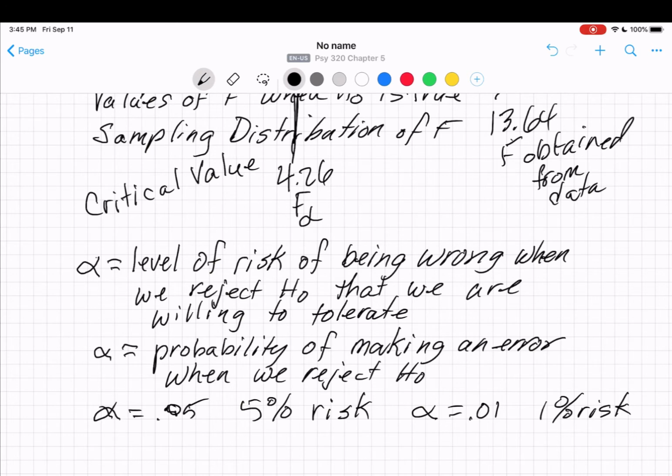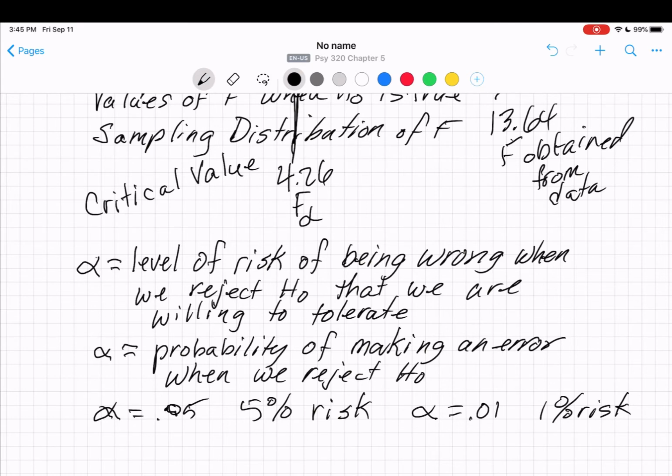Okay, but it just goes back to this idea that we're never 100% confident. There's always some risk that we're wrong, even if the risk is small, 5% or 1%. And that's why we would never say that we've proved our hypothesis. We've just supported it, and we can be very confident, but it's never 100%.